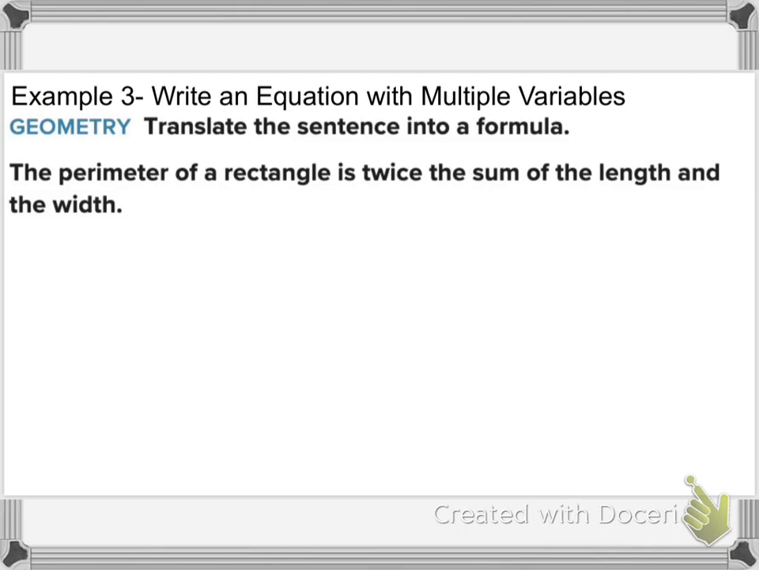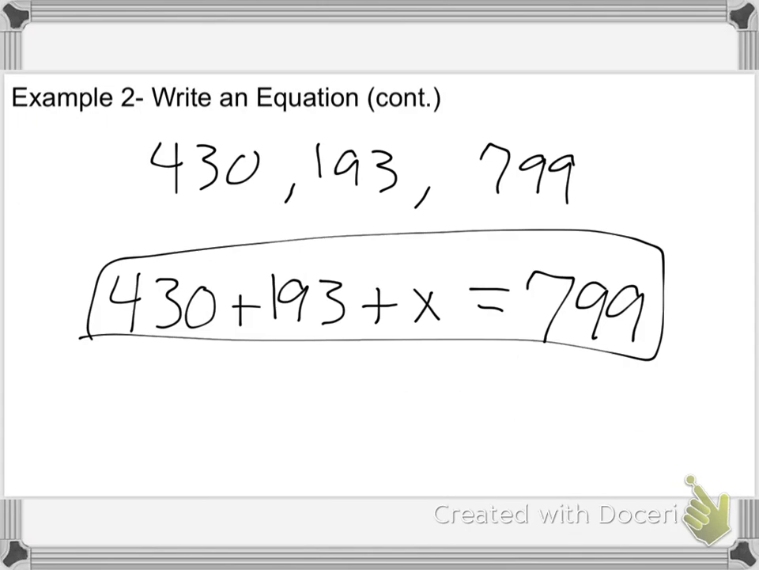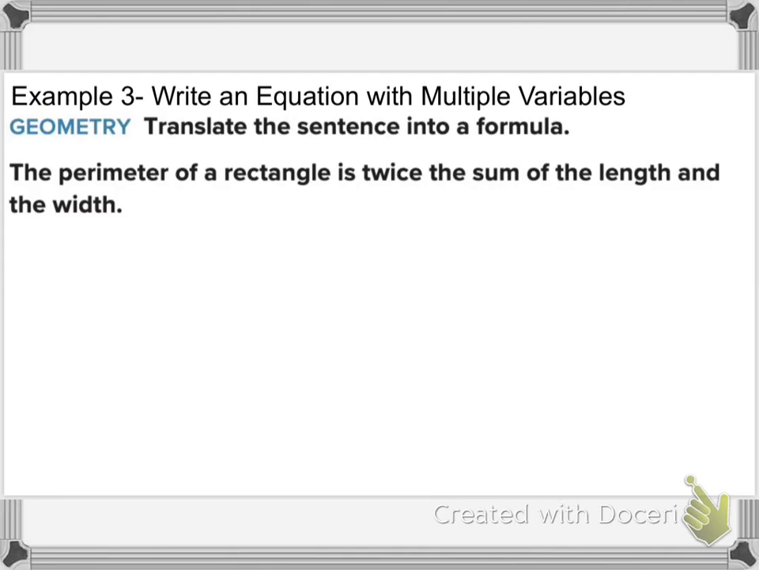Example 3. Write an equation with multiple variables. Translate the sentence into a formula. The perimeter of a rectangle is twice the sum of the length and the width. So we're going to follow these same steps for writing an equation. Step 1, identify each unknown and assign a variable to it. So what's unknown here? Length and width. What else?